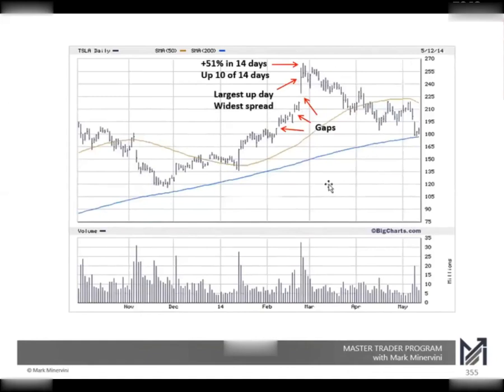What'll normally happen is if you get these types of indications, you'll at least stall the stock out, and sometimes you stall it out for 6 months. So it's best to sell it, move on, and then maybe come back to it if it rebases. It's just showing you a sign that it's really getting ahead of itself. So again, we get 3 gaps in a row. Big acceleration here. You're up 10 out of 14 days, largest up day, widest spread, 51% in 14 days. That's a great time. Just sell right into that.